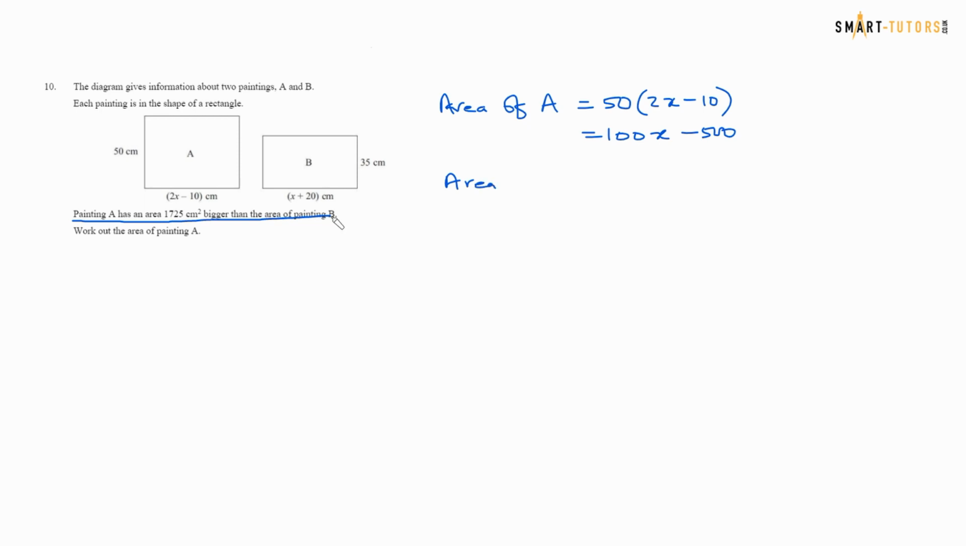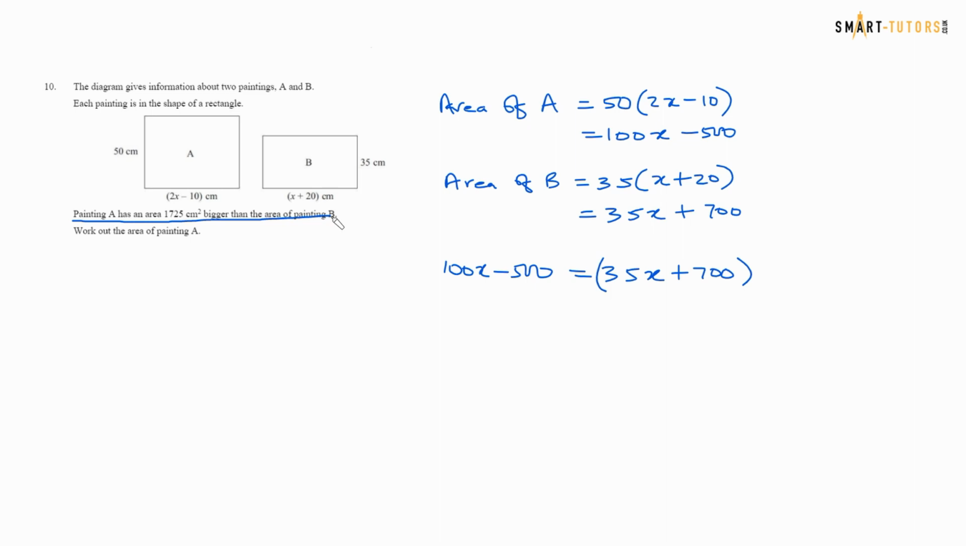Area of B is 35 times x plus 20, which is 35x plus 700. So now the relationship: painting A has an area 1725 centimeters squared bigger than the area of B. So 35x plus 700 is one side, 100x minus 500 is the other side. So which one is bigger?